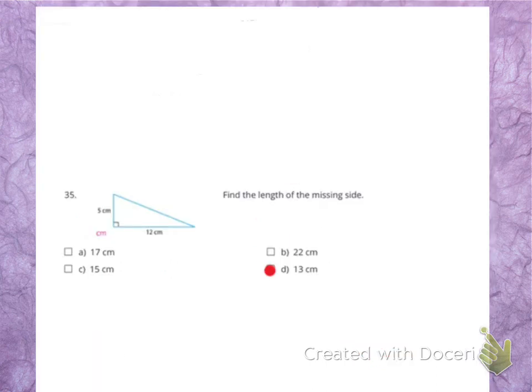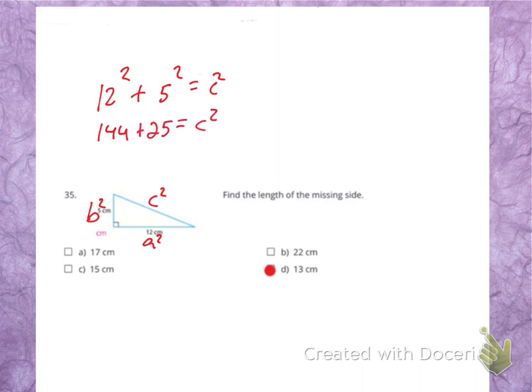And then the last one, 35, find the length of the missing side. Normally we can just do this. This is just a squared plus b squared equals c squared, right? So I would just do 12 squared plus 5 squared equals c squared. So we have 144 plus 25 equals c squared. 144 plus 25, it's going to be 169.